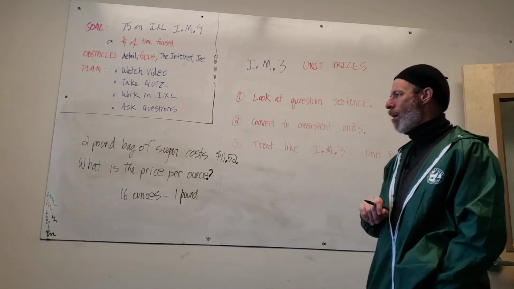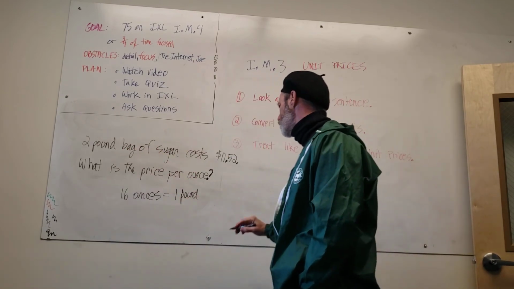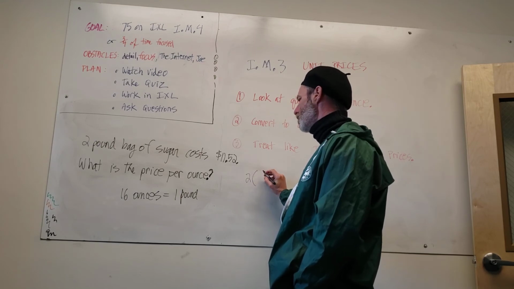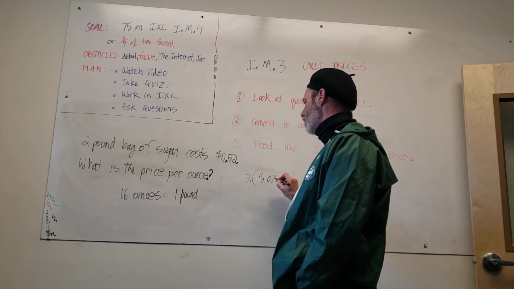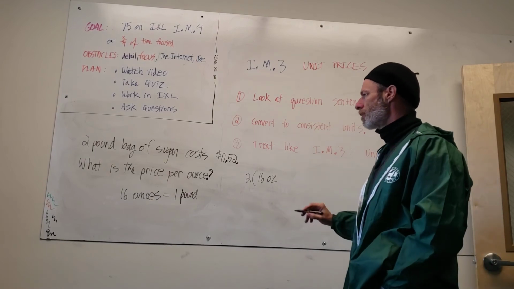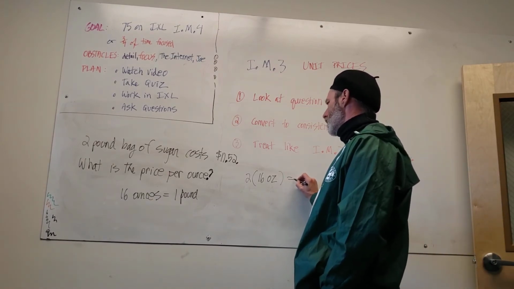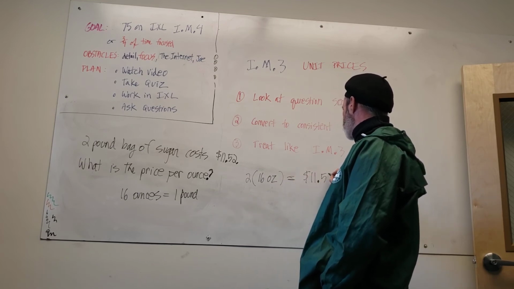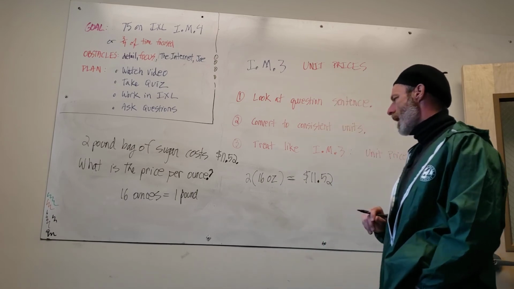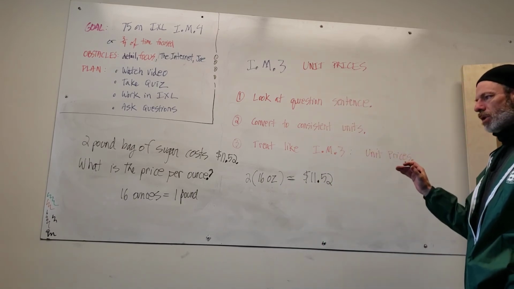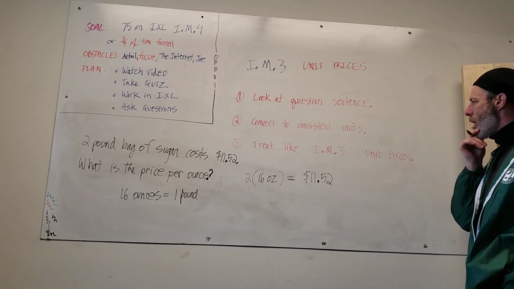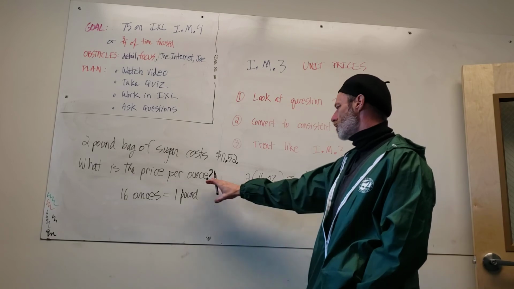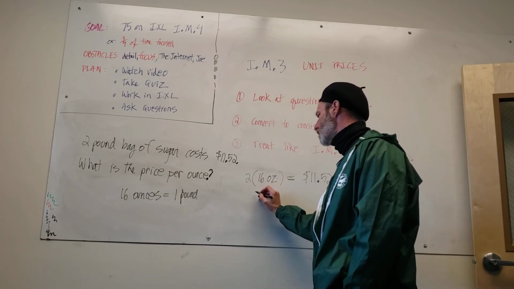We're asked for ounces, so we've got to get ounces all around. So the 2-pound bag of sugar. Each pound is 16 ounces, so 2 times 16 ounces, ounces are sometimes abbreviated OZ, costs, or equals, $11.52. Okay? We're now in ounces, no pounds. And now we can convert this to the price per ounce. 2 times 16 is 32 ounces.